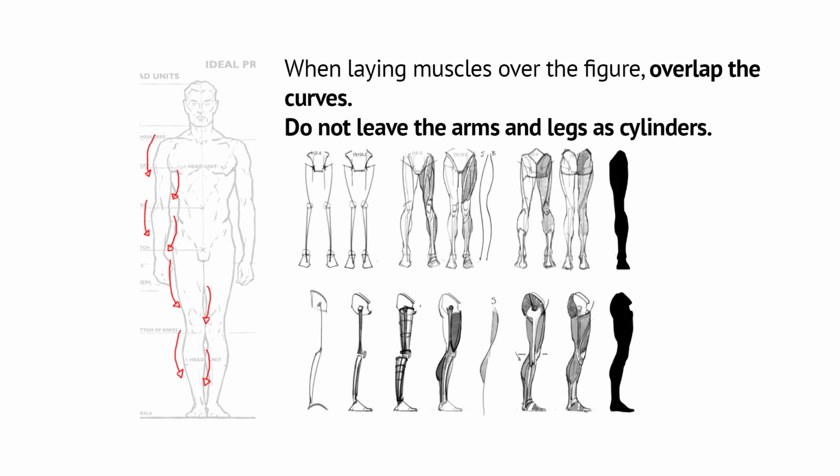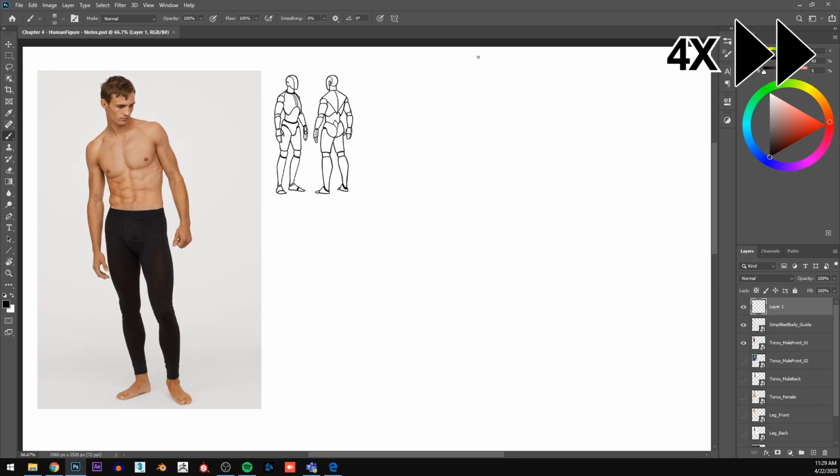They are overlapping one another. And just as a gentle reminder, do not leave the arms and legs as symmetrical cylinders. Okay, I will start with the male torso first.